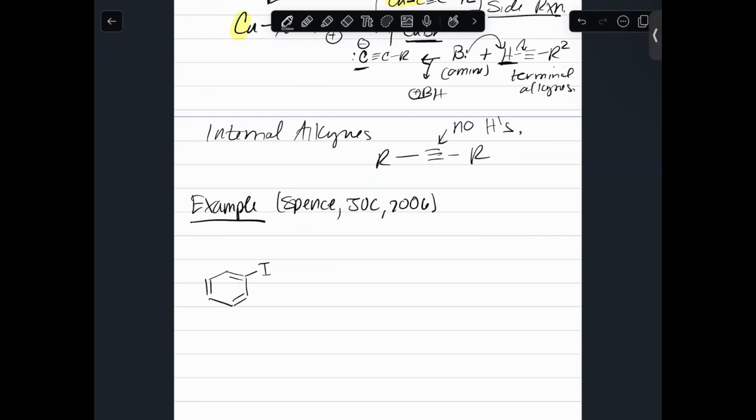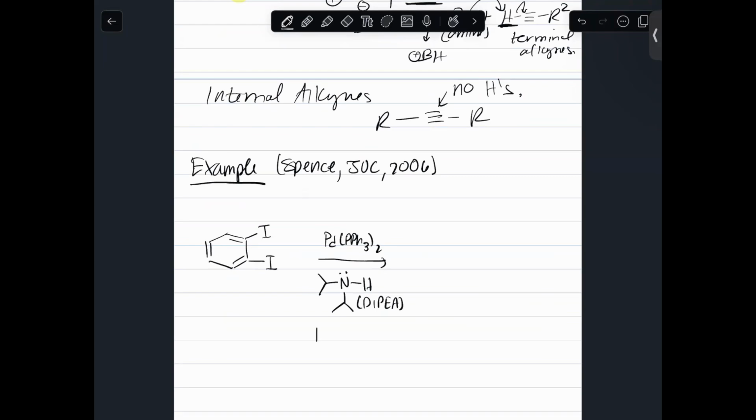And he actually starts with a dihalide system. And DIPEA, if you remember, DIPEA is diisopropylamine. And the following alkyne. And so, not surprisingly, this reaction occurs twice because I've got two halogens, right? Again, notice how this is a terminal alkyne.